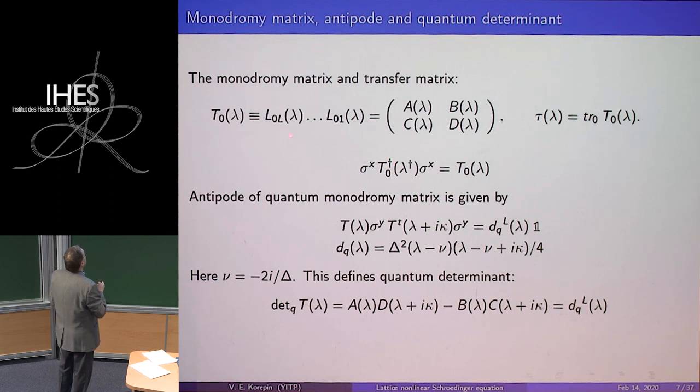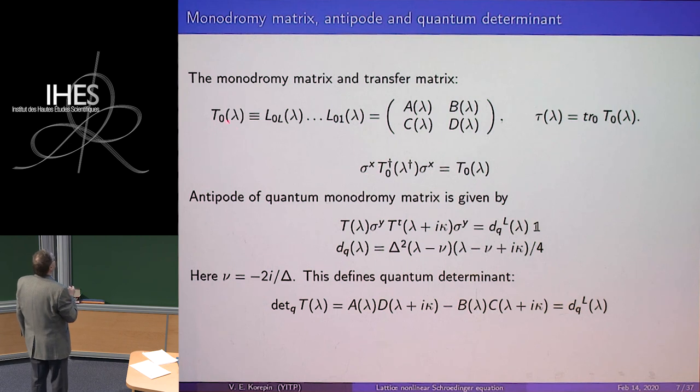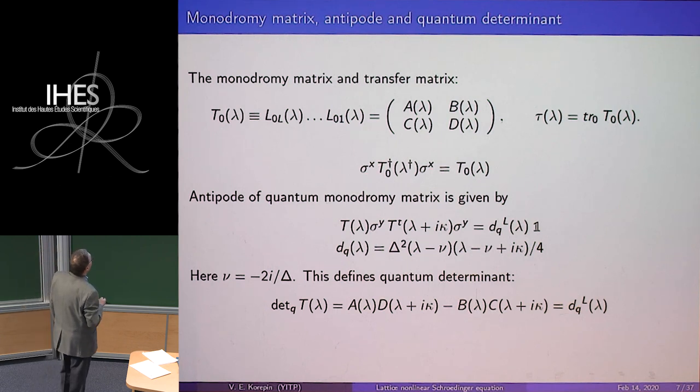Zero means that this is an explicit matrix in this auxiliary space of 2x2, and sigma is an off-diagonal matrix, with multiplication in that auxiliary space. So it's easy to invert this matrix. I can use Cramer's formula, but with some shift of spectral parameters.